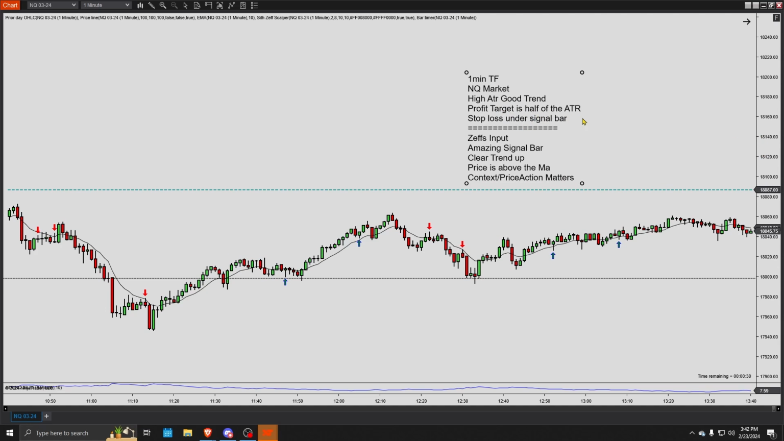Our profit target's half of the ATR, and then our stop loss is underneath our signal bar, and we can trail it one tick above each new bar that forms.